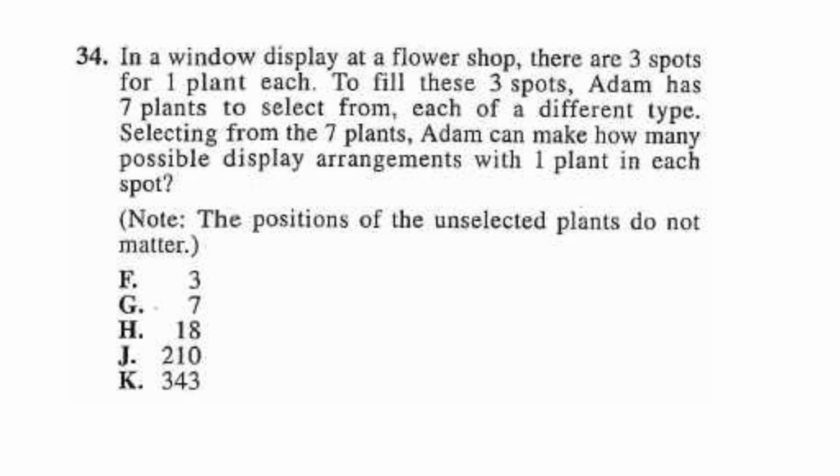This is a probability question. It says, in a window display at a flower shop, there are 3 spots for one plant. To fill these 3 spots, Adam has 7 plants to select from. Each is a different type. Selecting from 7 plants, Adam can make how many possible display arrangements with one plant in each spot?